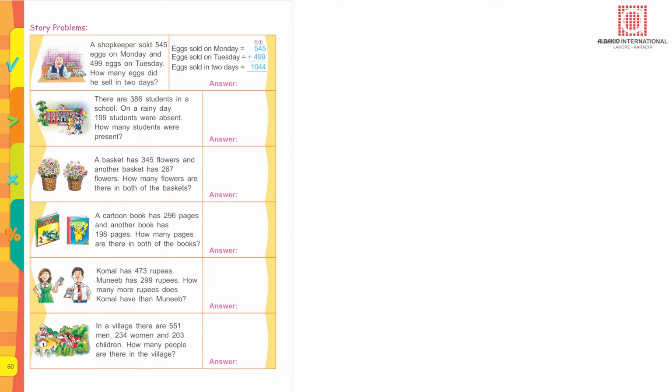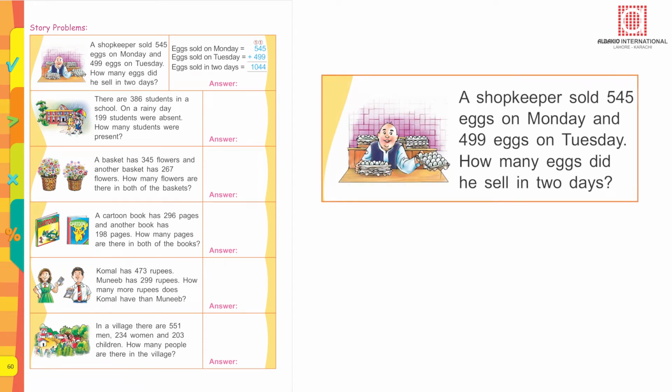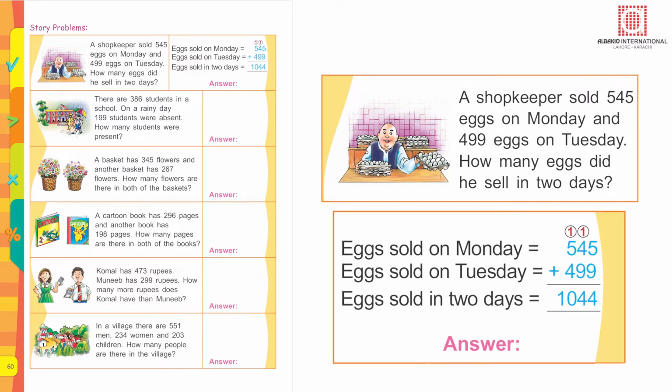There are the story problems. A shopkeeper sold 545 eggs on Monday and 499 eggs on Tuesday. How many eggs did he sell in 2 days? What are you going to do? Which operation will you select? Plus or minus? Yes, you are going to select addition because you have to find out the total number of eggs that the shopkeeper had sold.